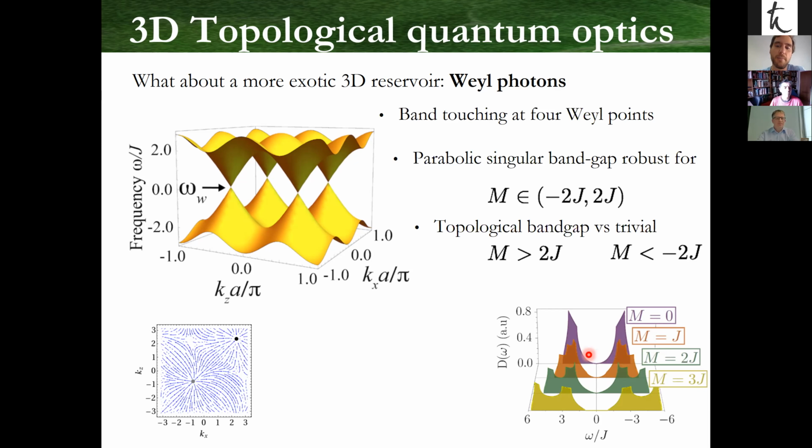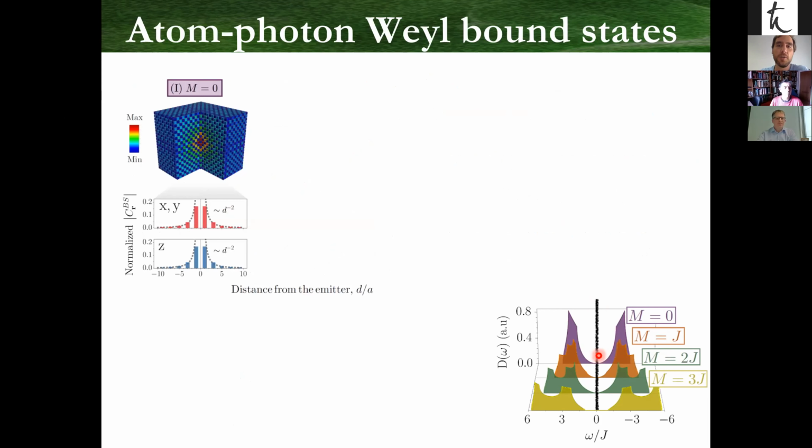And now, of course, the Gedanken experiment is what happens if I put an emitter tuned to this particular singular bandgap region. And what happens is that you also get a kind of localized mode, but differently from the SSH or the conventional bandgaps, this bound state is localized with a power law shape. Here this is the three-dimensional projection, and here we make several cuts, and they are localized with a 1/d squared law.